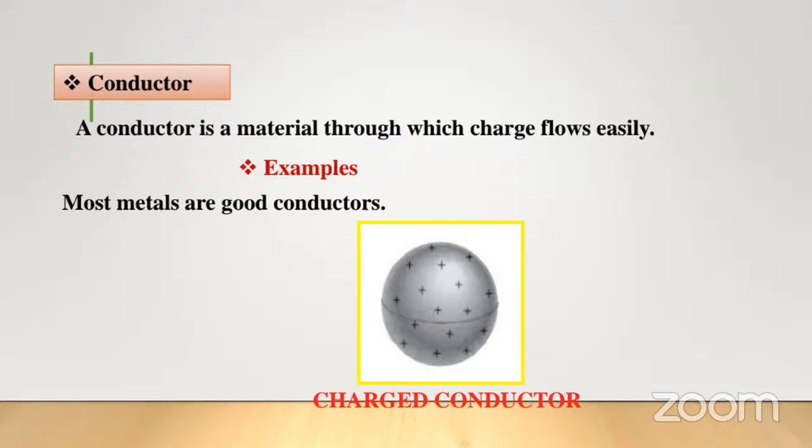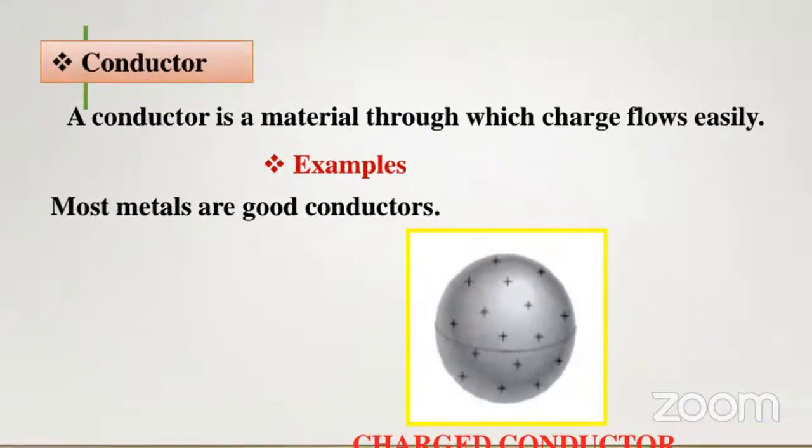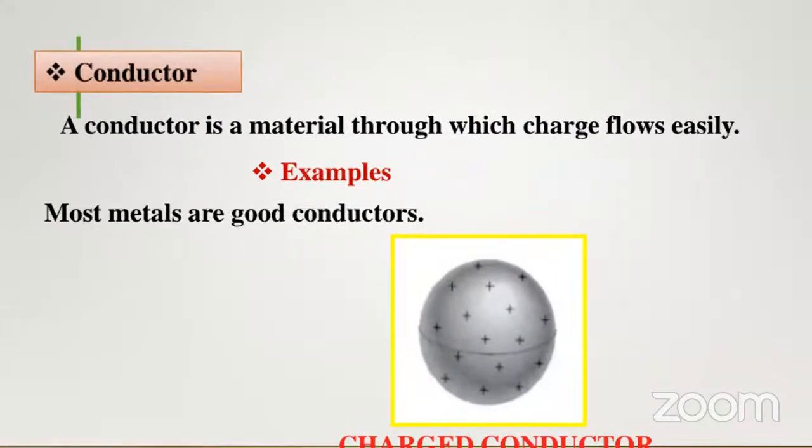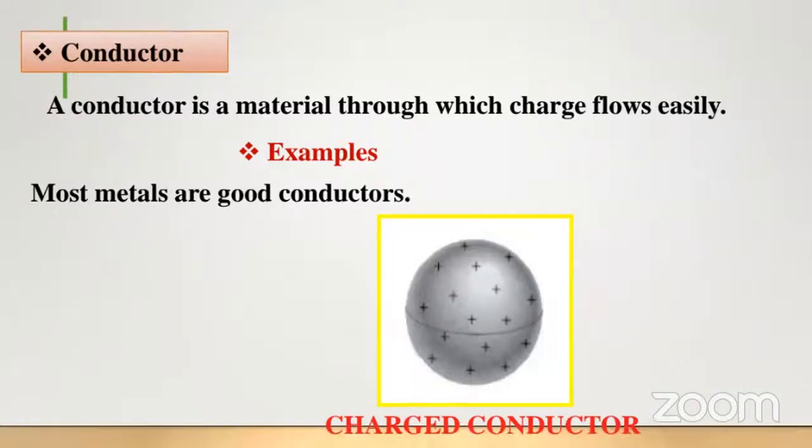Conductor. A conductor is a material through which charge flows easily. So once again, what is a conductor? A conductor is a material through which charge flows easily. Simply, the materials in which charge is flowing are called conductors. The best examples: most metals are good conductors. Almost all metals are good conductors.